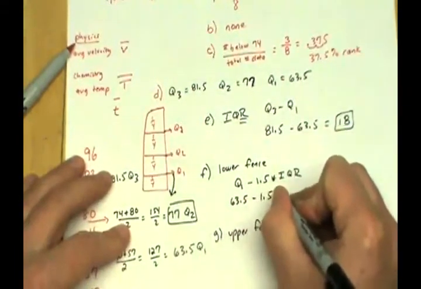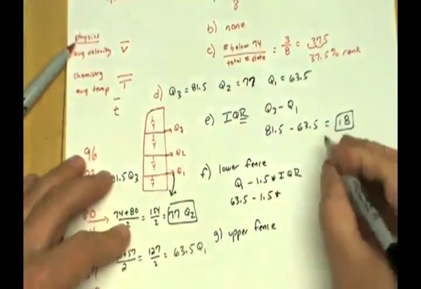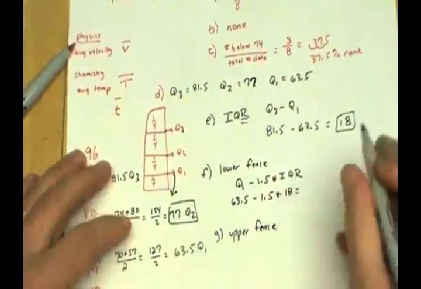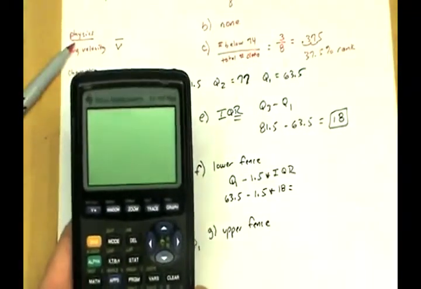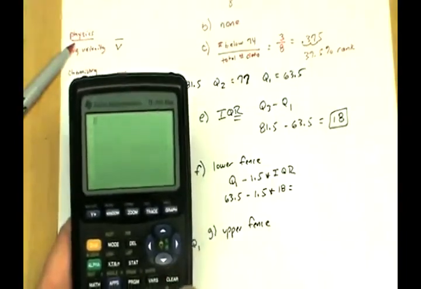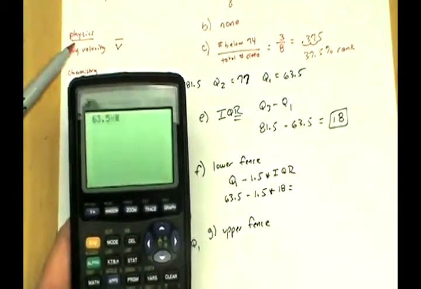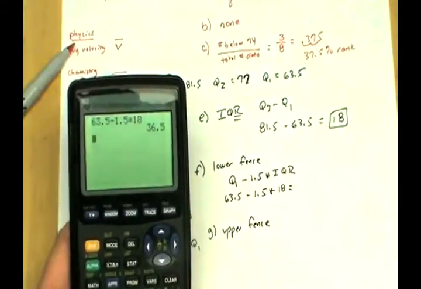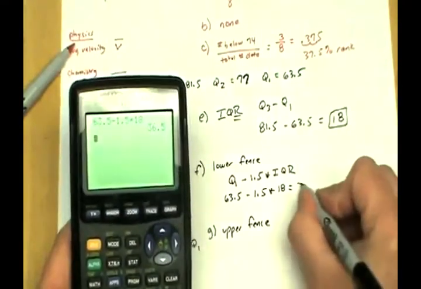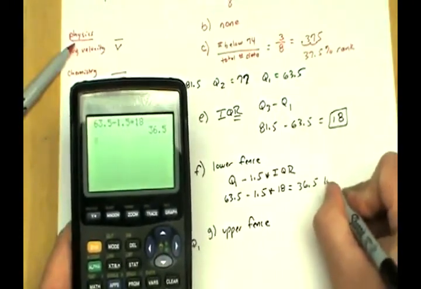We're going to subtract 1.5 times the value we came up with for interquartile range, which is 18. So here we go on our calculator. I'll clear off the screen. 63.5 minus 1.5 times 18. And we're getting 36.5 as our value. That's our lower fence.